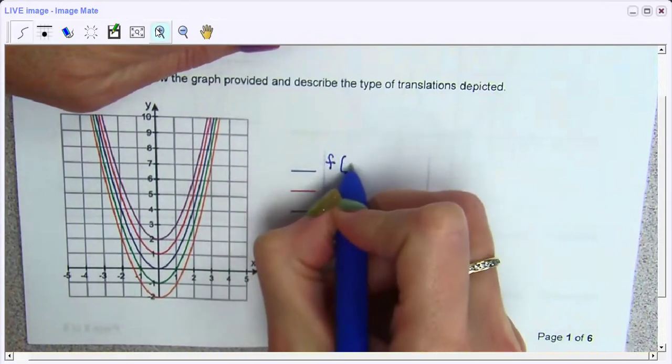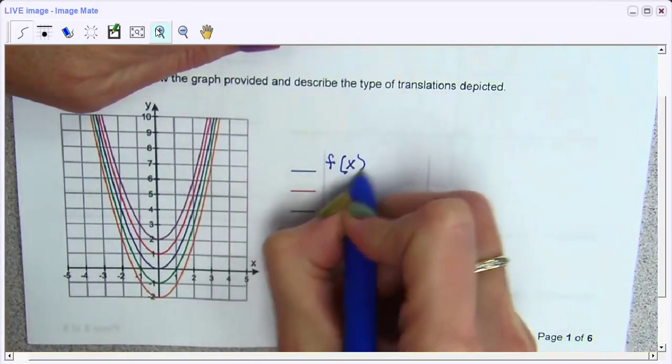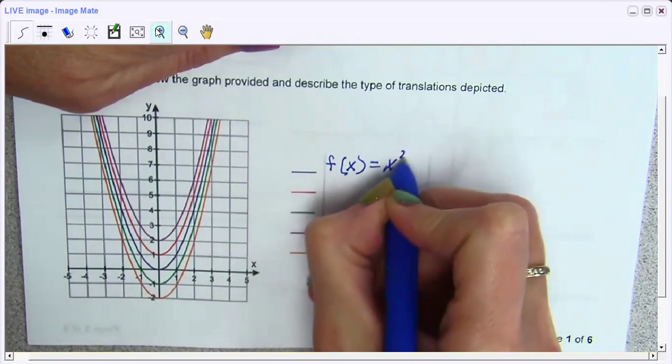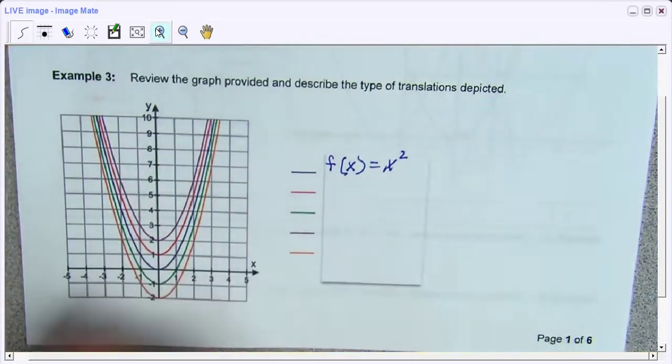f of x equals x squared. Okay, so that's your parent function. Can somebody tell me how we know it's the parent function? Yeah, the vertex is at 0, 0.